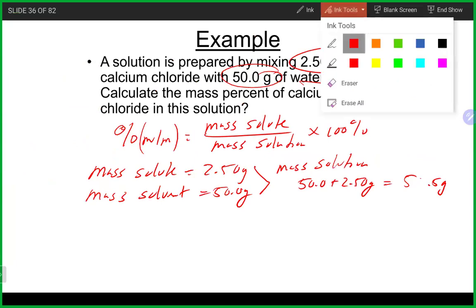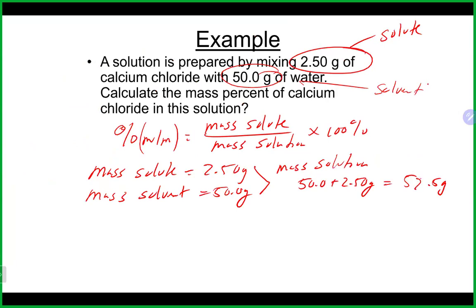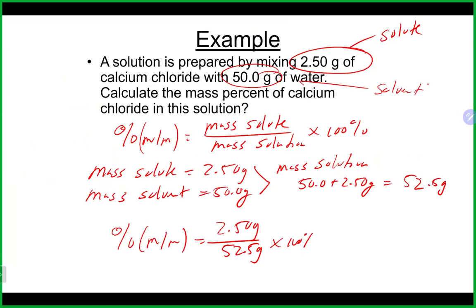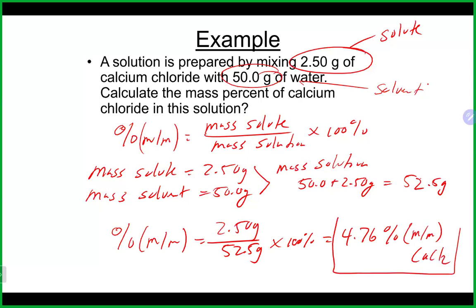Now that we have the right numbers, again, we do not want to use just the 50 in this case. So we can pop it in here: percent m/m is going to be 2.5 grams divided by 52.5 grams times 100%. That's going to give us 4.76%. And you can leave it as m/m, and you can put calcium chloride here, since that was the solution we were dealing with in this case.